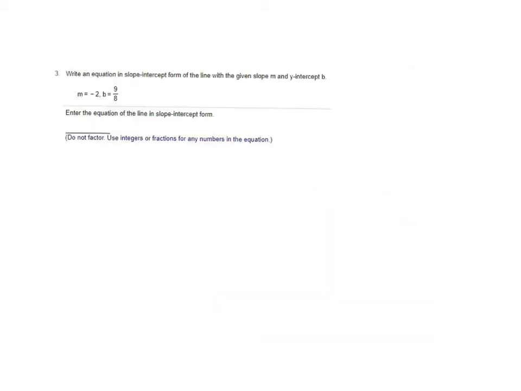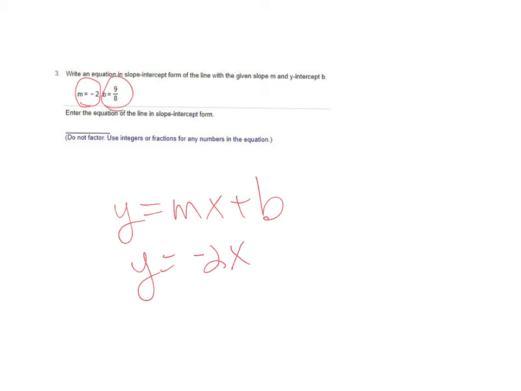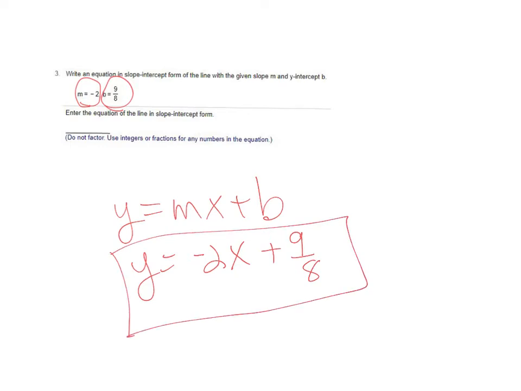Number 3, write the equation in slope-intercept form of the line with a given slope and the y-intercept. So slope-intercept form is y equals mx plus b. In this particular problem, they give us the slope. So y equals negative 2x, and they give us the y-intercept, plus 9/8. And so this problem was really just knowing that m means slope and b means y-intercept, and that is our answer.